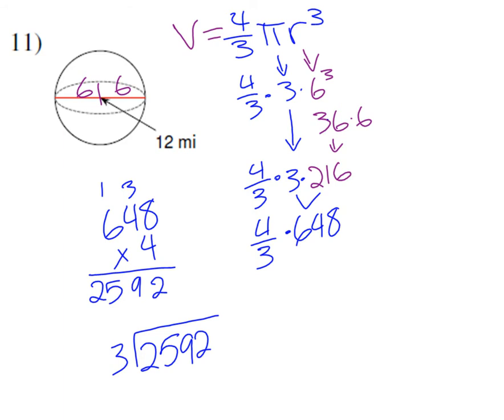Because it's 6 cubed. So 6 times 6 is 36. So this comes out to 864 miles cubed.